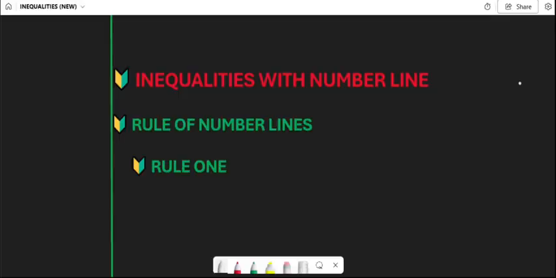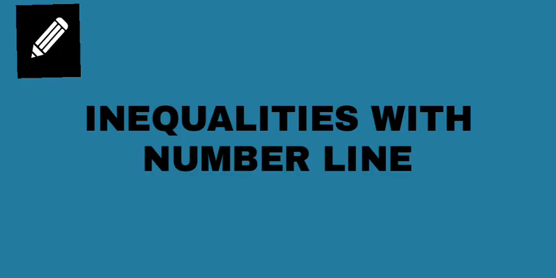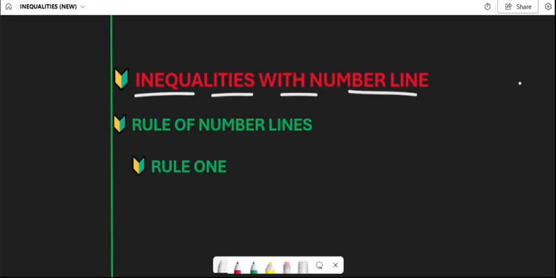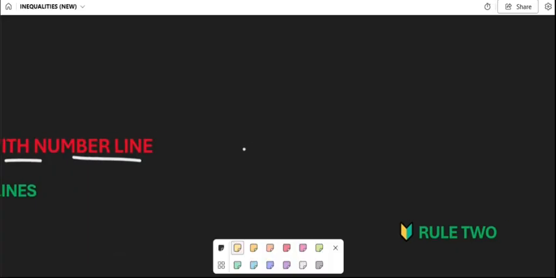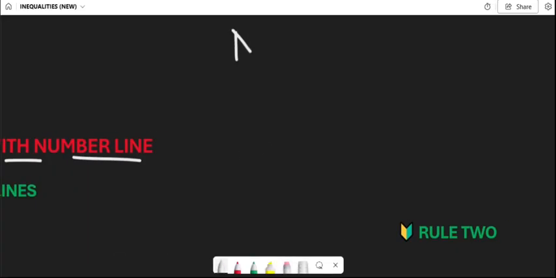The next thing we are going to learn is inequality with number line. Before we delve into number line, let's understand what we refer to as number line. What is a number line? A number line is a range of numbers that contains two kinds of integers: the positive integers and the negative integers.